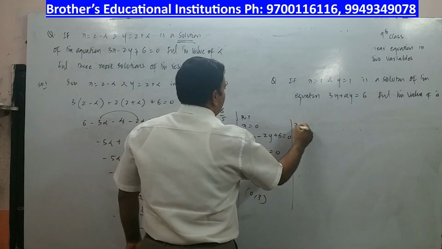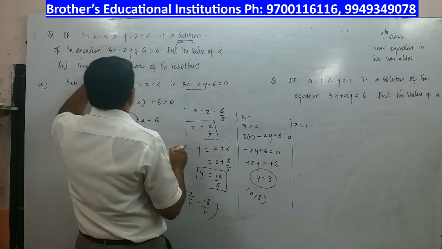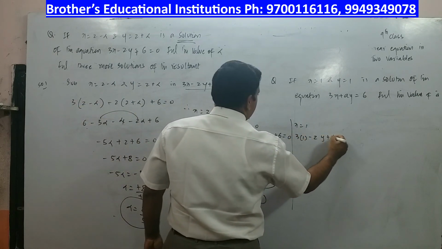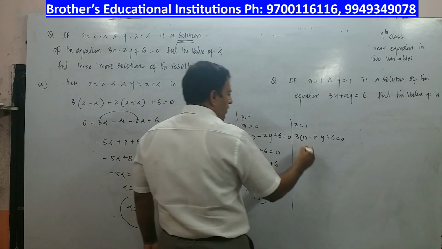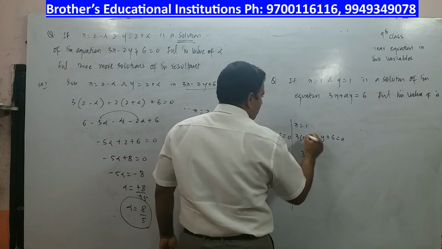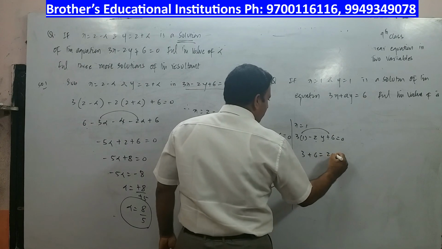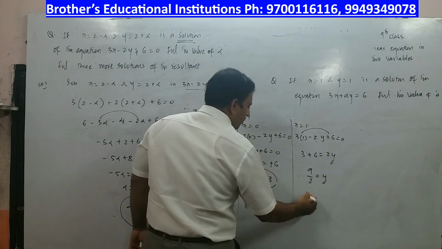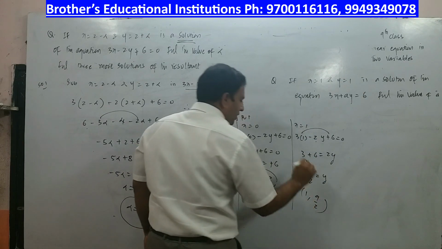Like that, next I will put x is equal to 1. When I put x is equal to 1, what will happen? 3 into 1 minus 2 into y plus 6 is equal to 0. What is 3 into 1? 3. 3 plus 6, minus 2y will go that side, plus 2y. 3 plus 6 is 9 by 2 is equal to y. So 1 comma 9 by 2 is one of the solutions.